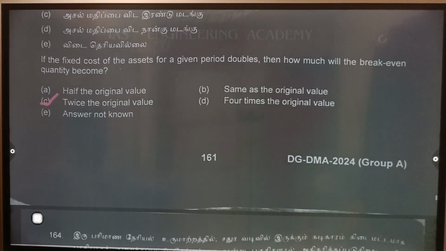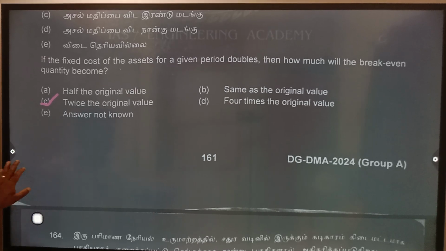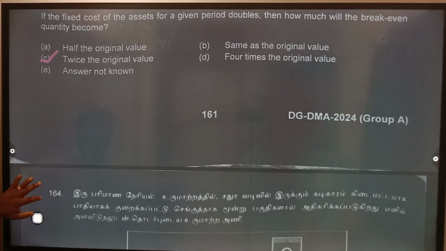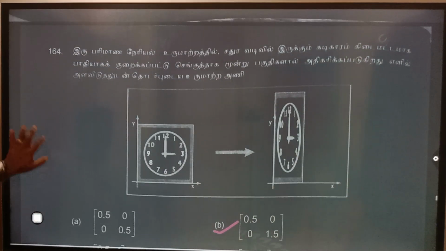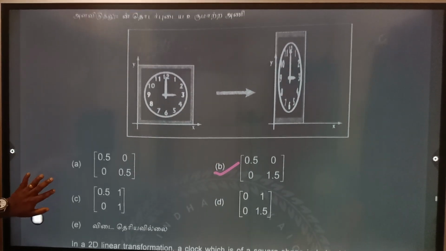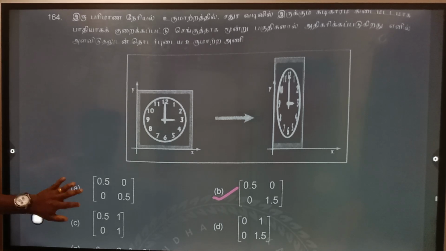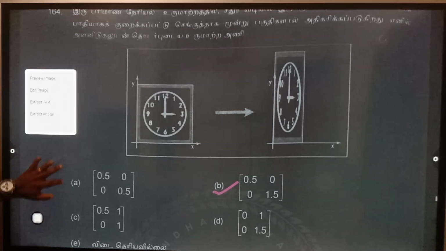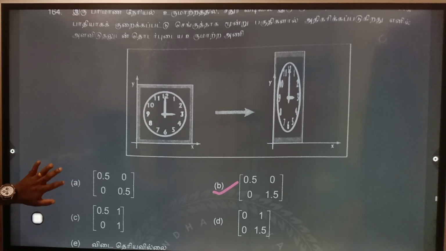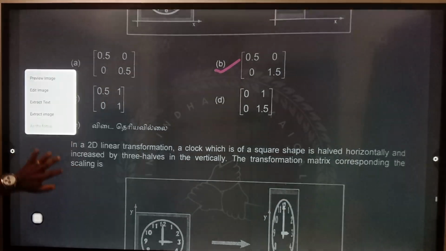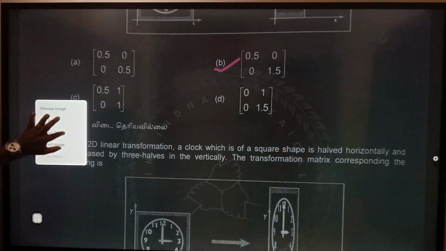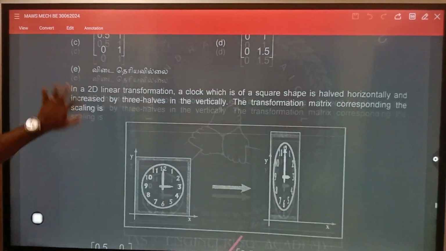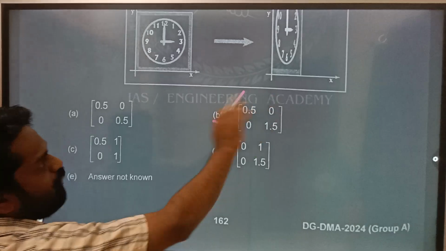163. If the fixed cost of the assets for a given period doubles, break even quantity is now twice the original value. Okay, twice the original value. 164. இதோட transformation. Okay, அதான் கேட்டிருக்காங்க. Transformation matrix எப்படி வரும்? The B 0.50 0 1.5. B is the answer.